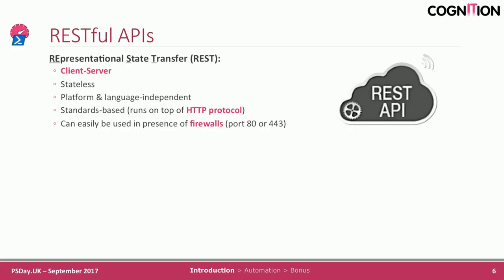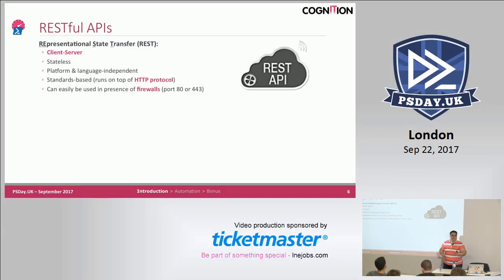Using the HTTP protocol makes it easier to use REST API calls, even in more secured environments that have firewalls in place. Because I don't know about you guys, but I usually have a less tough time getting a port 80 or a port 443 to a service opened by the firewall guys than some exotic port that they have no idea what will happen next.